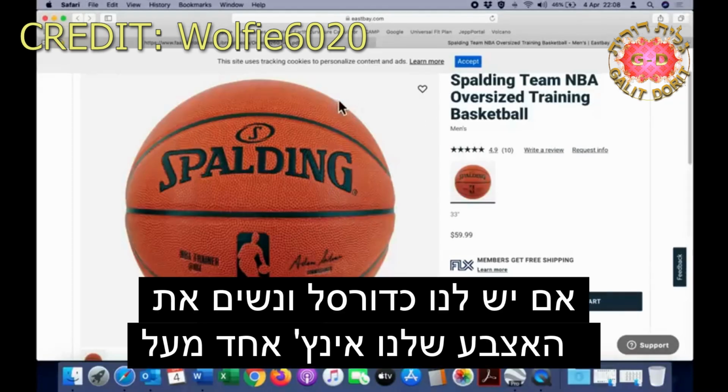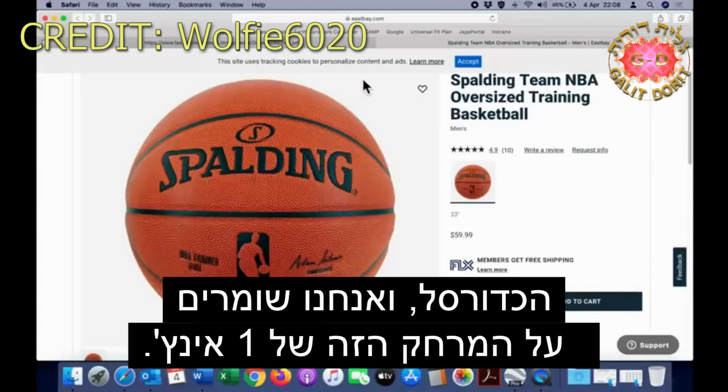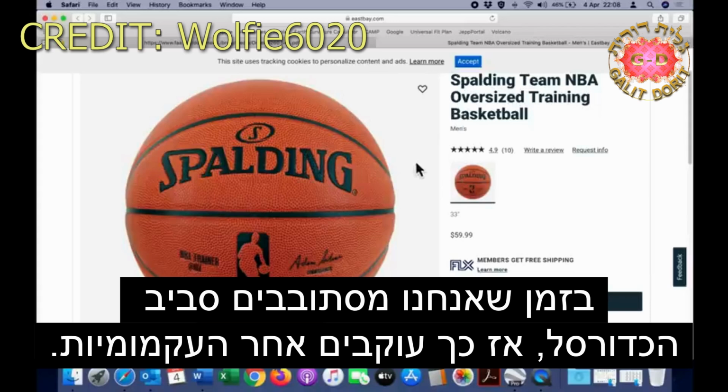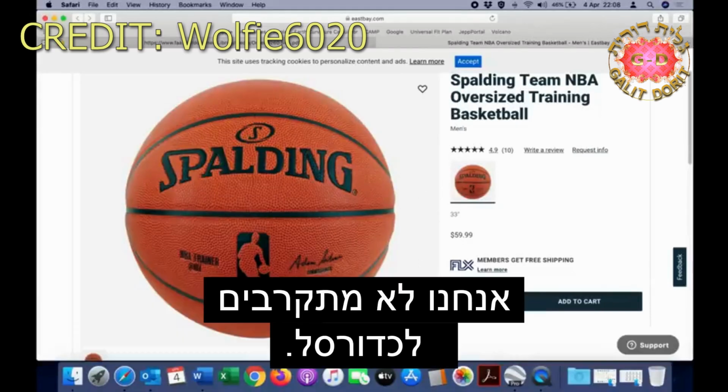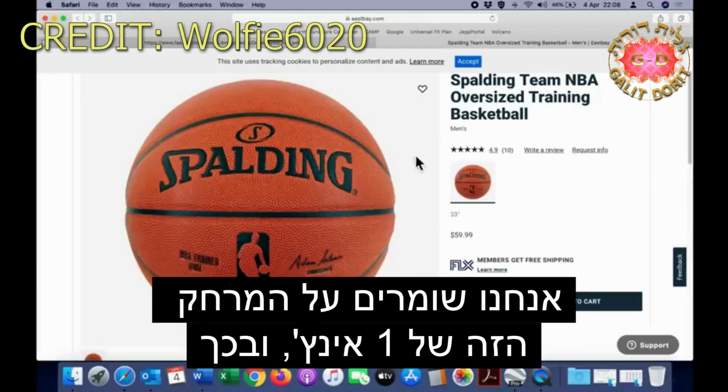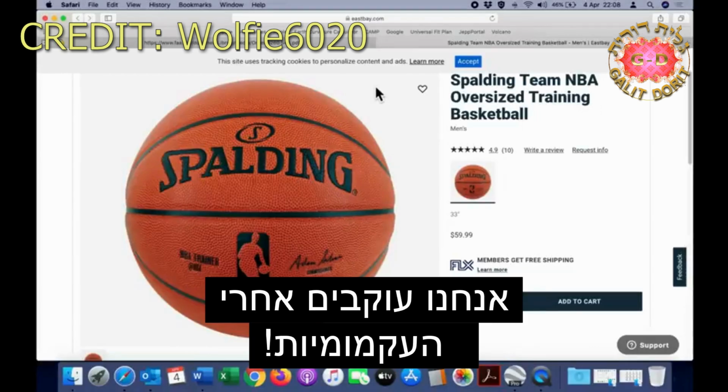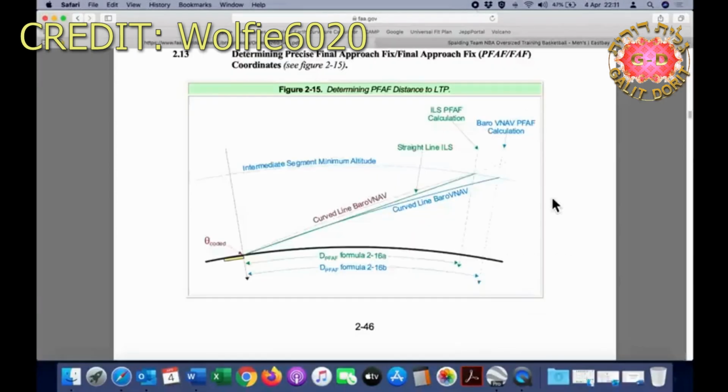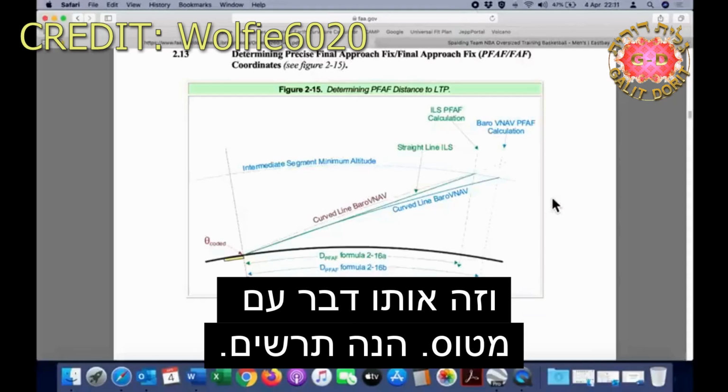If we have a basketball and we put our finger 1 inch above the basketball and we maintain that distance of 1 inch as we move around the basketball, we are following the curvature. We are not getting closer to the basketball, we are keeping that distance of 1 inch, and by doing so, we are following the curvature. And it is the same with an aircraft.